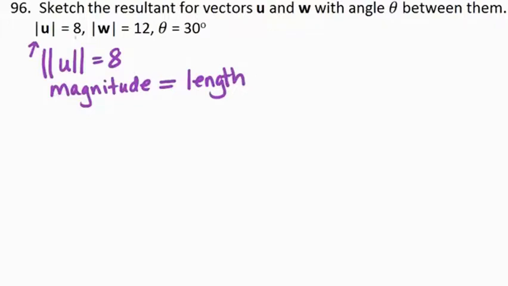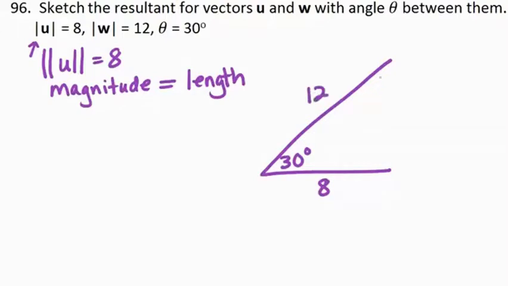So here we want to do one vector with a length of 8, another with a length of 12, and we want the angle between them to be 30. So it doesn't matter what direction we draw them in. So we want one vector of 8, one vector of 12, and the angle between them is 30. And this is our vector u. And let me put that maybe on the inside of my drawing so we don't get that confused. And this is my vector w.